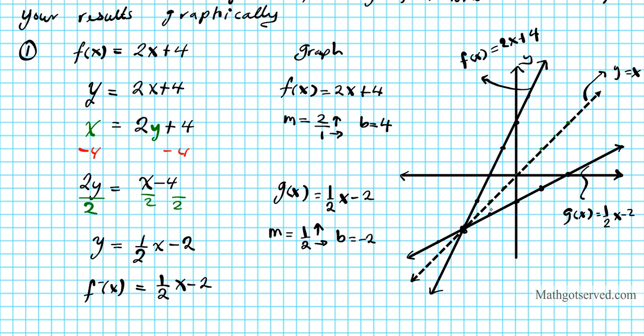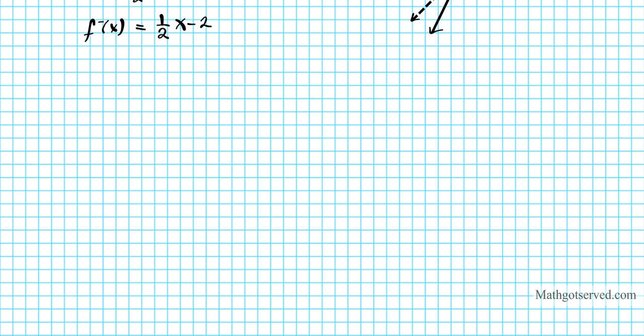So there you have it. Graphically, this is correct, because all three lines intersect at a point, and you can see the reflection happening here. All right, let's go ahead and apply the same procedure for question number 2.